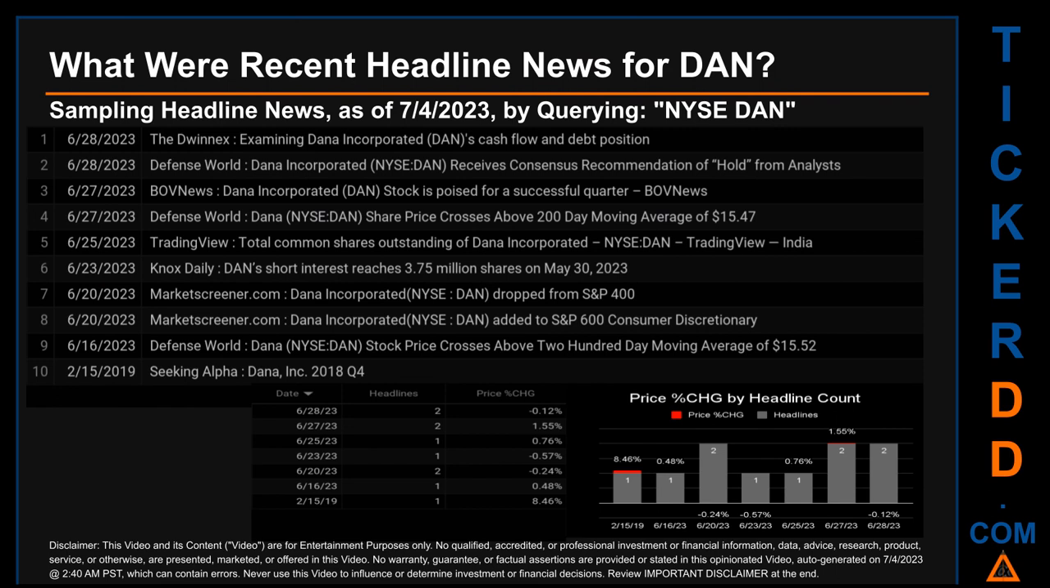Today, Tuesday, July 4, 2023, I sampled one of our news aggregators for latest headlines for this ticker. I did so by searching specifically by a keyword that may appear, broadly, in the title or the body, of discoverable news articles. The keyword that I used was a combination of the exchange and the ticker symbol, NYSE: DAN. The results show 10 unique headlines, published across 7 unique dates.